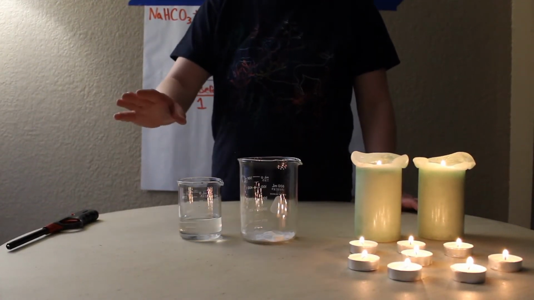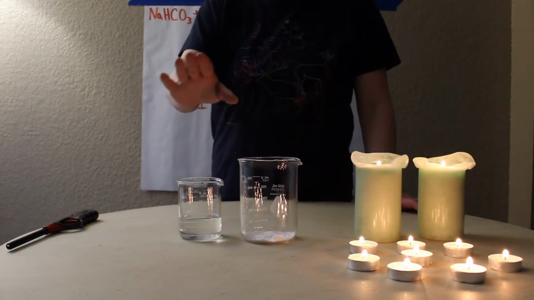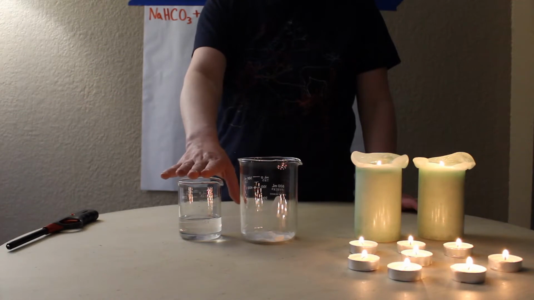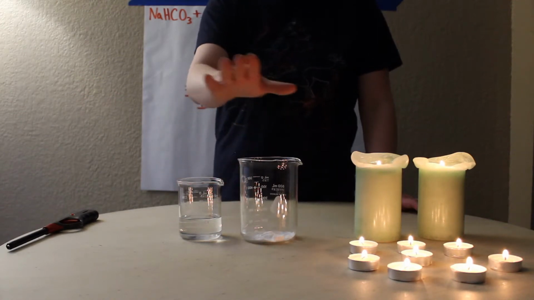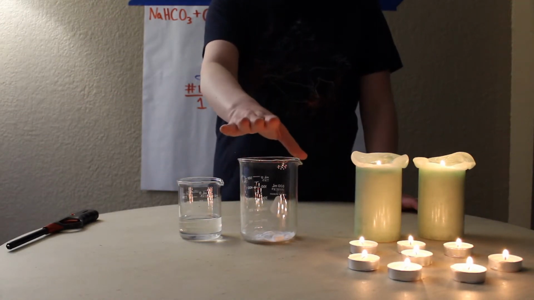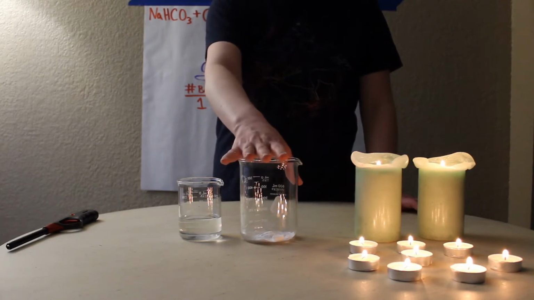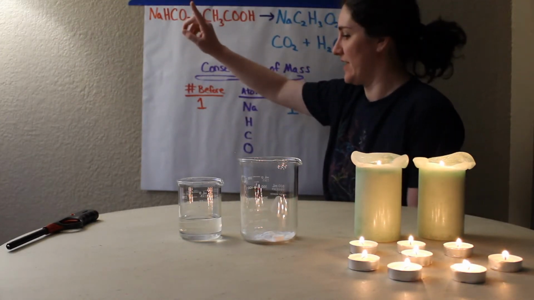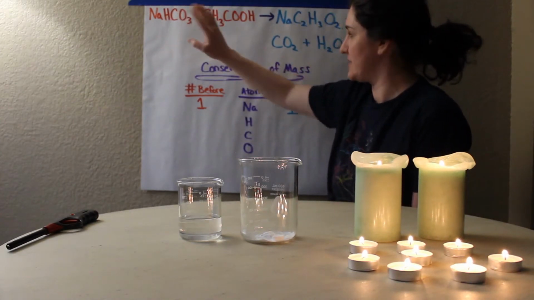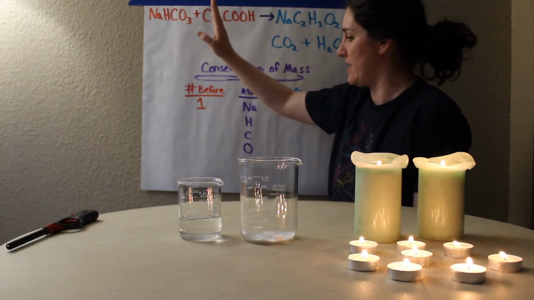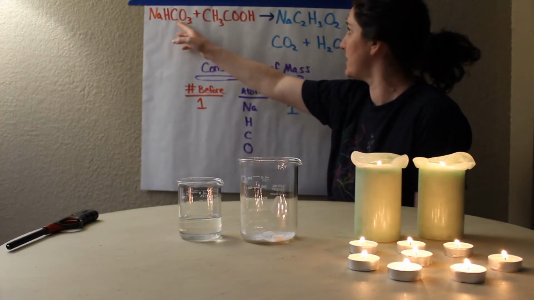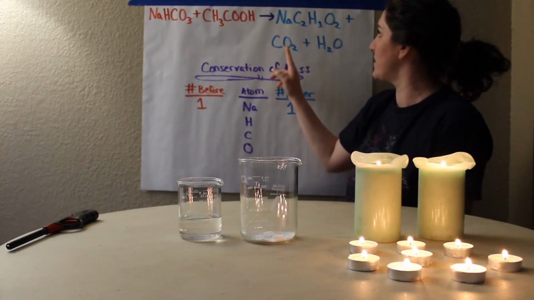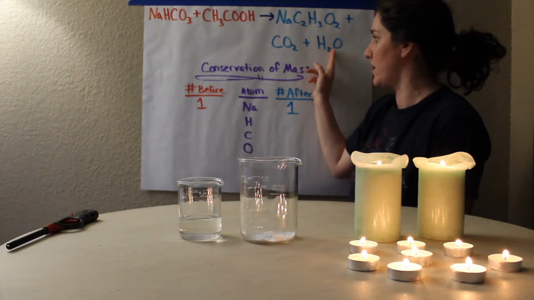All right, so we're going to do a reaction of baking soda and vinegar. We're doing 12 parts vinegar, which is acetic acid, and 1 part baking soda, which is sodium bicarbonate. Excuse my dog. So the reaction here is acetic acid, that's the vinegar, and sodium bicarbonate, which is our baking soda. And the reaction is going to create sodium acetate with carbon dioxide and water.